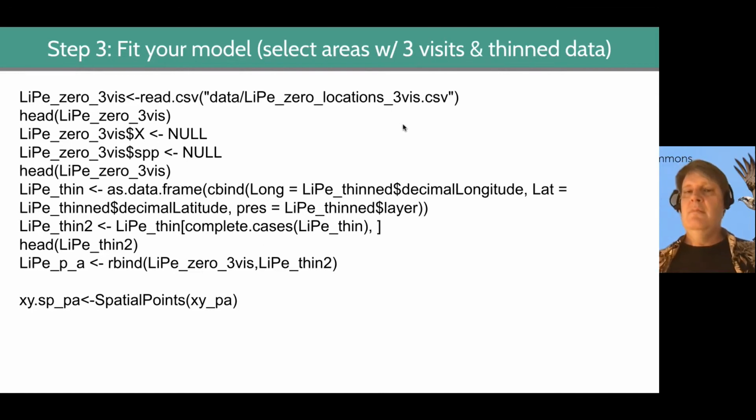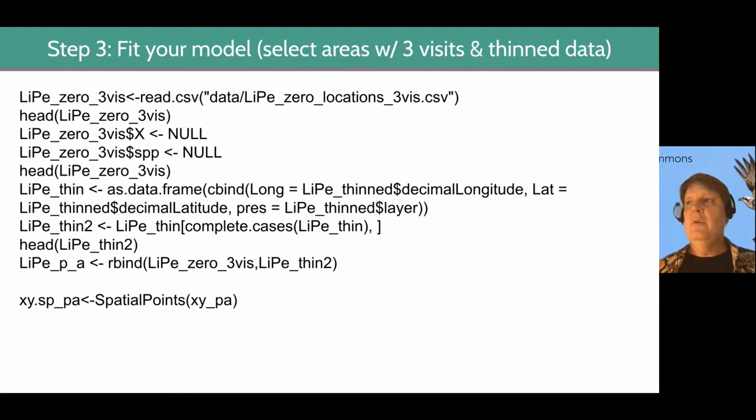In the previous run, we just assumed if one survey had been done in a grid cell and the species hadn't been found, that was a 0. But now we're bumping that up to 3 visits. And you can see how we did that in the first module. We're going to read those data in, and that'll be our 0 data. And then we're going to pull in that thin data, and eventually bind them together and make them a data frame.